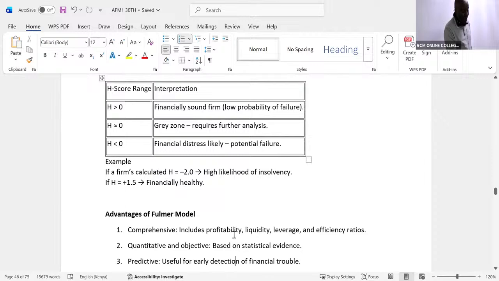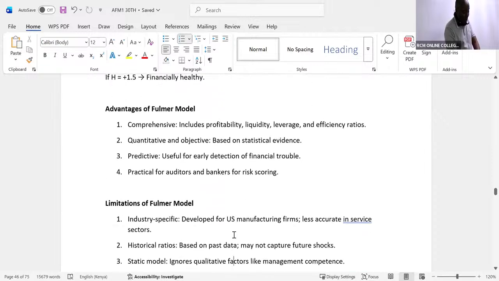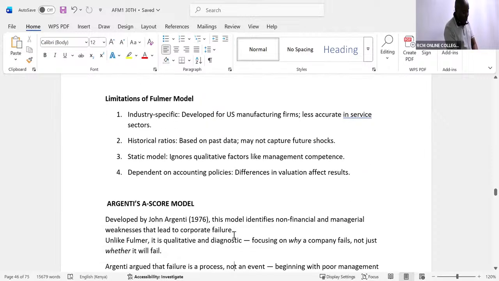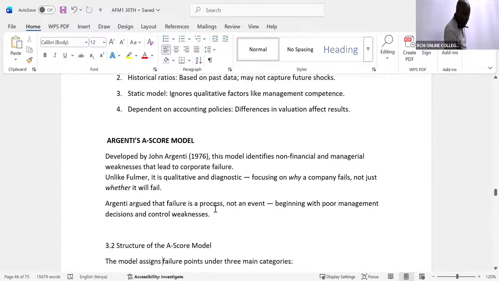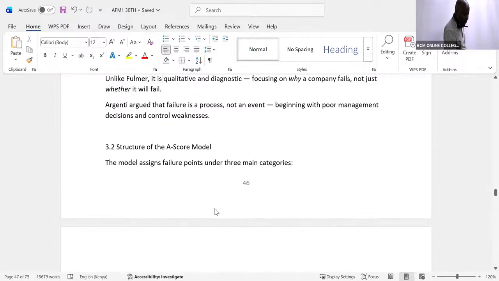Then now we go to this one that is very, very popular. You'll be able to read those things, advantages and disadvantages. We go to this one that is very, very popular, known as the Argenti A-score model. This is very, very popular in your exam. The Argenti A-score model is really popular. And I hope you are able to access the handout. It's on page number 46 actually, at the bottom there.